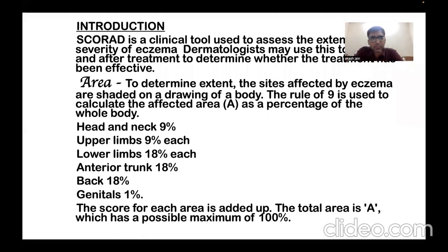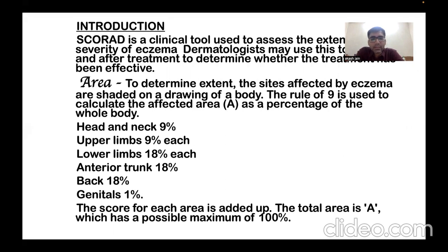So first is the scoring of atopic dermatitis. It is a clinical tool used to assess the extent and severity of eczema. In this, to determine the extent, the sites affected by eczema are shaded on a drawing of a body. The rule of 9 is used to calculate the area affected as a percentage of the whole body.